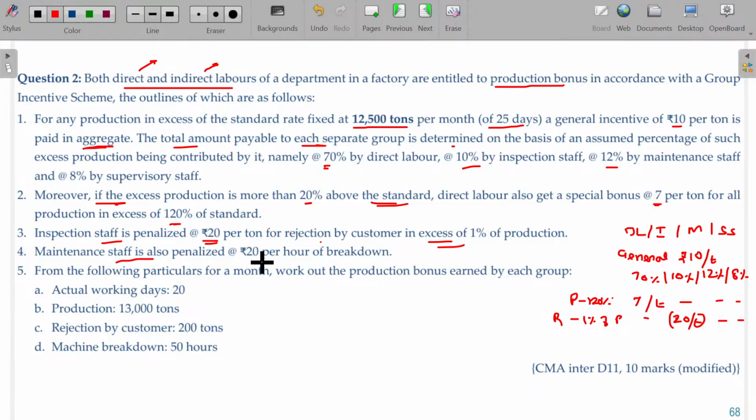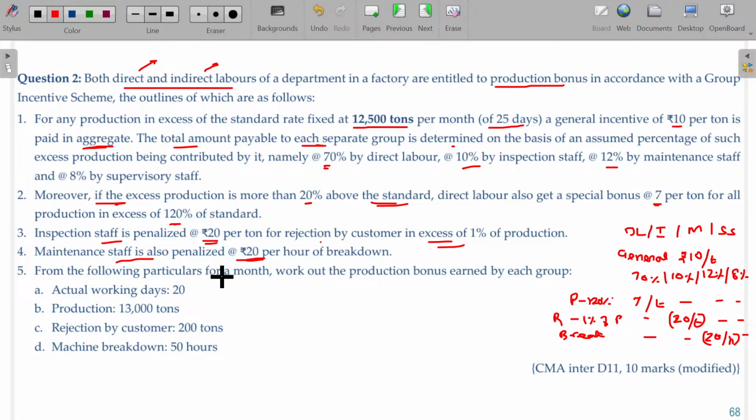Maintenance staff is also penalized 20 rupees per hour of breakdown. Maintenance breakdown cost. This will be charged only for the breakdown, meaning the maintenance staff, 20 rupees per hour. You have to maintain the machines properly. If you don't maintain properly, it spoils the entire production system. If the production system spoils, then everything remains idle, and unwantedly the company has to spend the money.